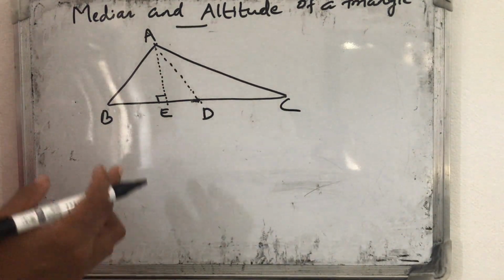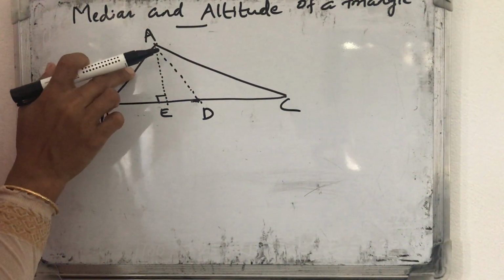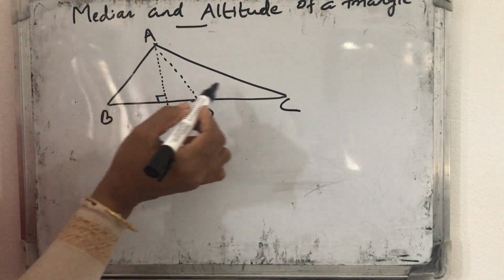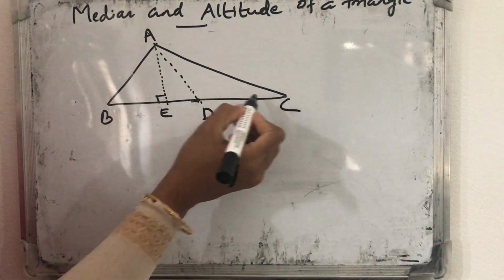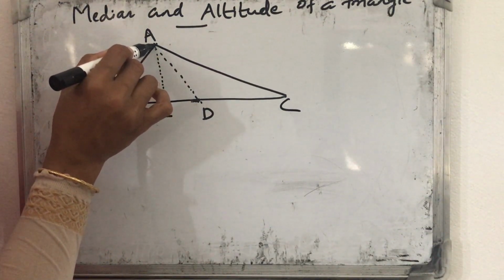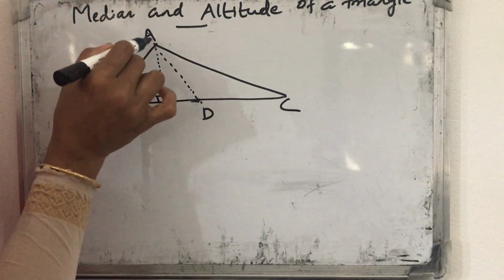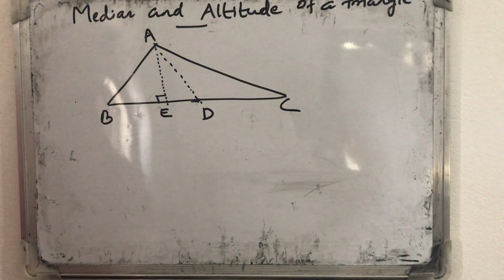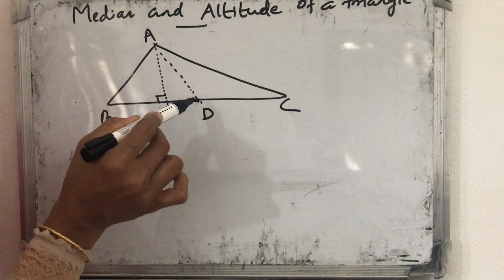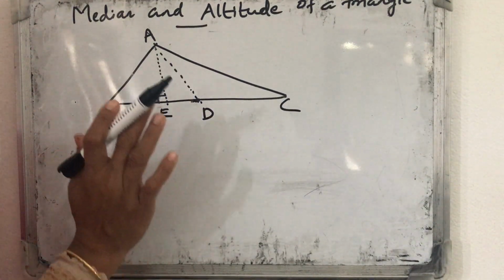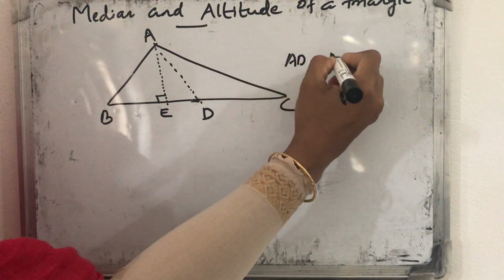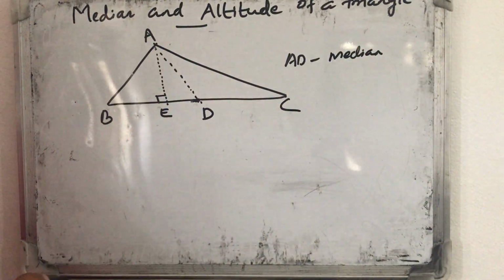So how can we define this? It is a straight line that joins a vertex of a triangle with the midpoint of its opposite side. The midpoint of BC is the point D. Then the vertex joins with that point, and that line segment is called a median of that triangle. The line segment joining from one vertex to the midpoint of its opposite side is called the median of this triangle. So in this figure, AD is the median.